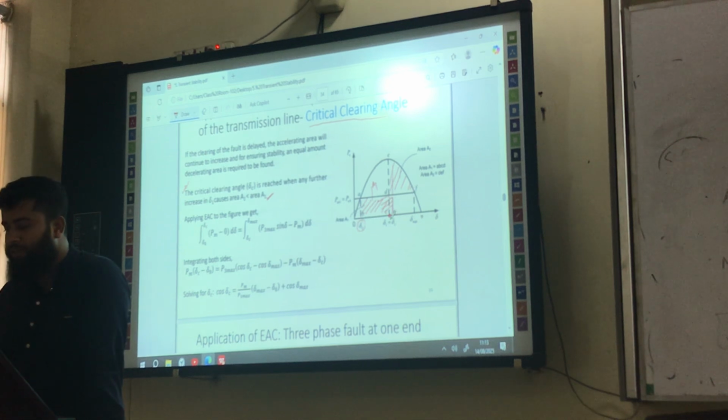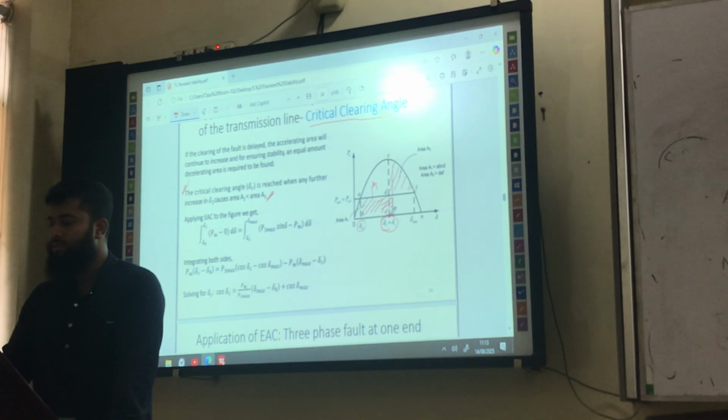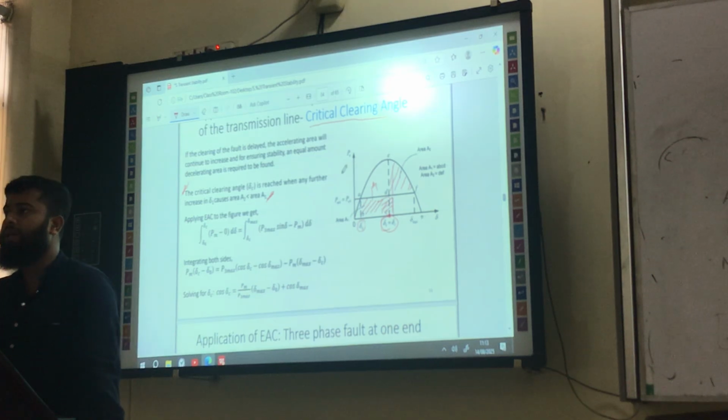So what will be your limiting value? At what point will we reach this value? We will reach it when any further increase in delta 1 causes area A2 to be less than area A1. Have you understood this statement? So this is our limiting case. This angle is the critical clearing angle.